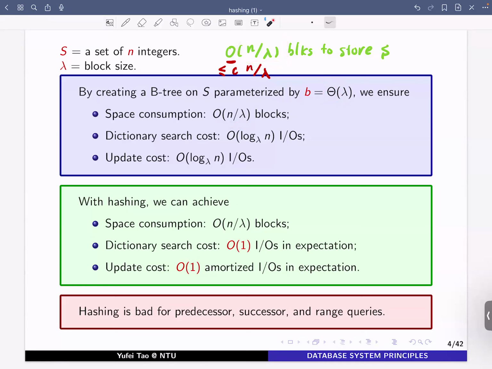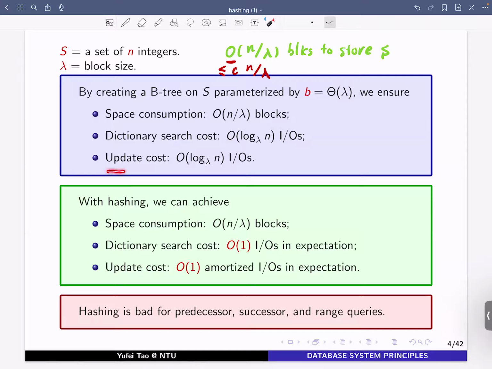And furthermore, if you use a B tree to answer a dictionary search, you will be doing log-base lambda of n IOs, and this is basically the height of the tree. So that's also the number of IOs that you have to pay, even in the worst case.